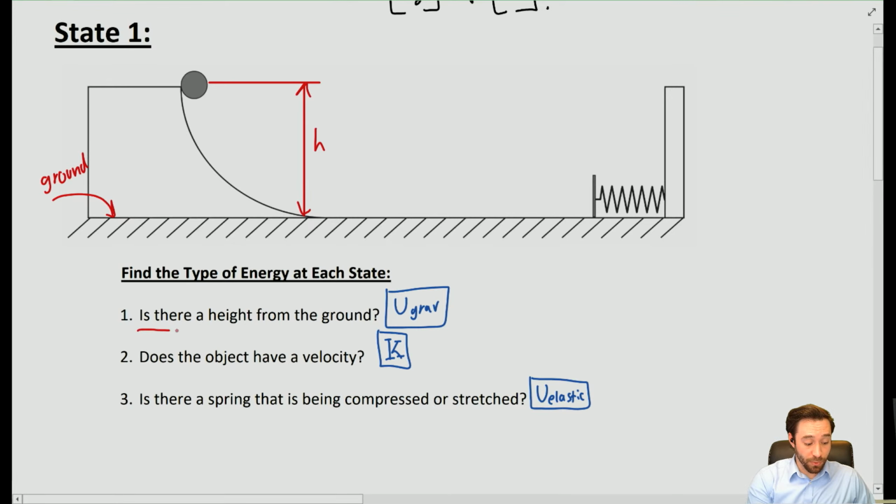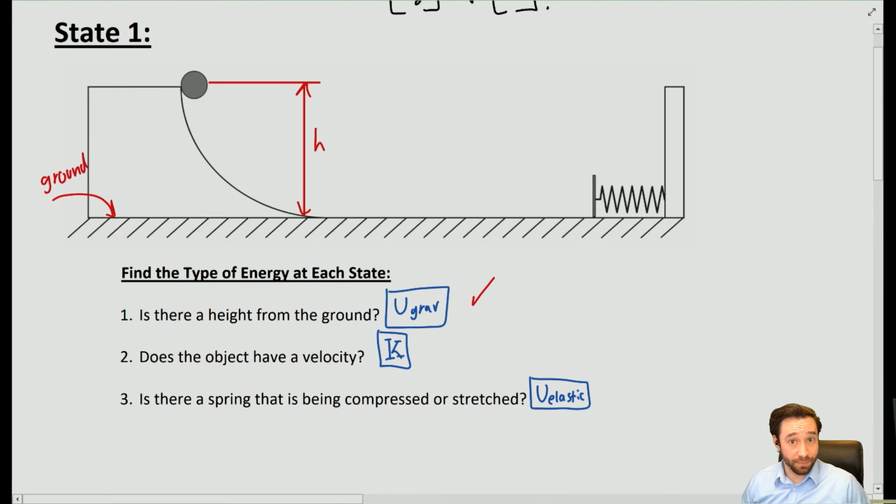So the first one is, is there a height from the ground? So does the object have a height from the ground? So at state 1, this is the object that we're referring to. Is there a height from the ground? The ground is this bottom line down here. Yes, there is a height. So gravitational potential energy is present.